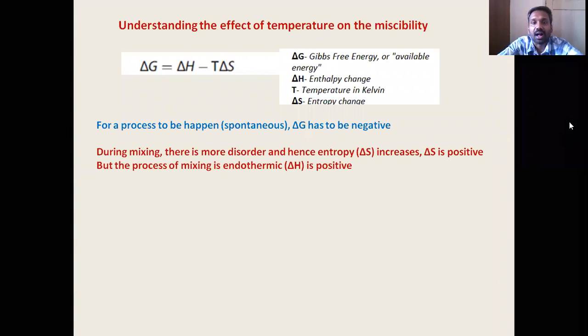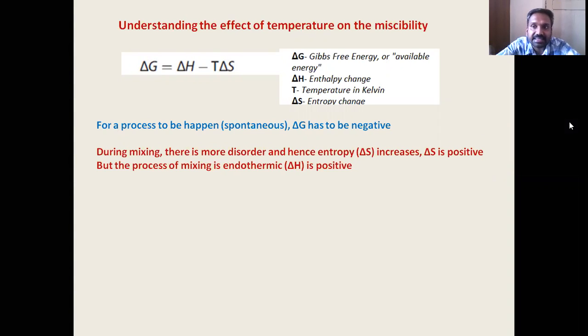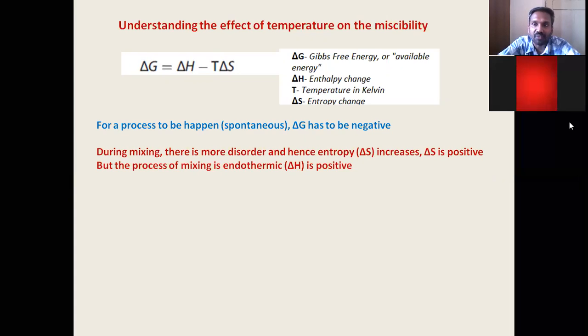Therefore, the process becomes non-spontaneous. Mixing becomes non-spontaneous. Now, at smaller concentration of phenol, delta H value is small. Why? Because it is positive, of course, it is endothermic, but too much heat is not observed. Very small amount of phenol you have taken.